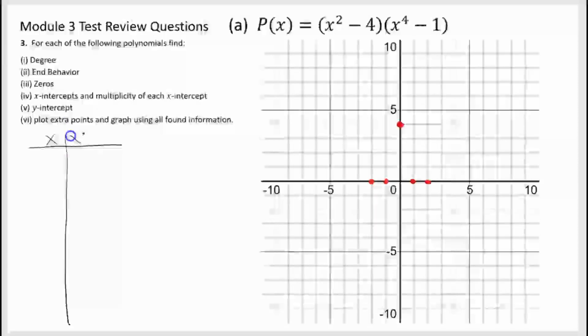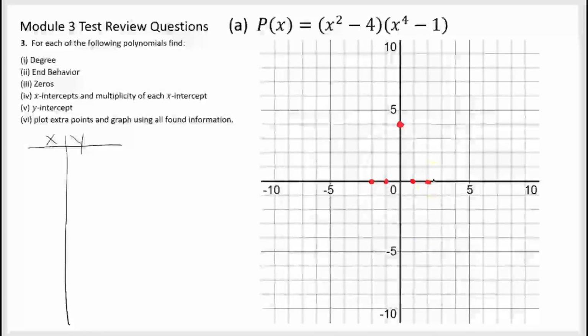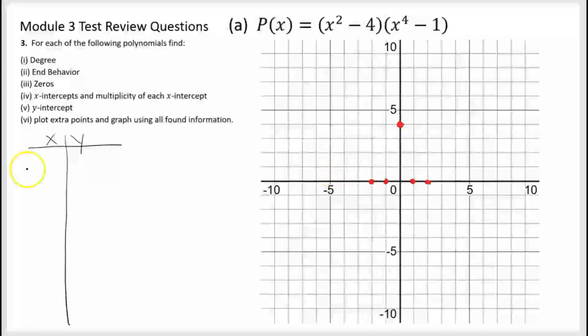And if you would like, you could put these points on there. You're supposed to plot points between and beyond every x-intercept. So I need something out here. For instance, -3 is a good idea. This one's no fun, but I need something between -1 and -2. So -1.5. Nothing wrong with decimals.